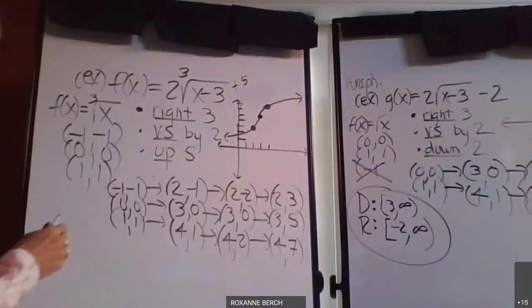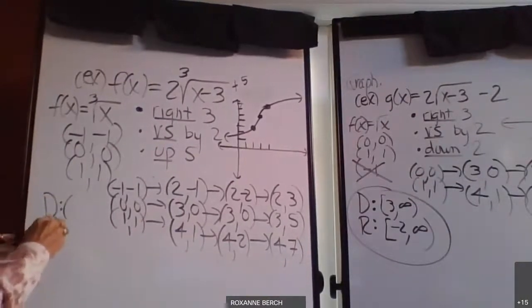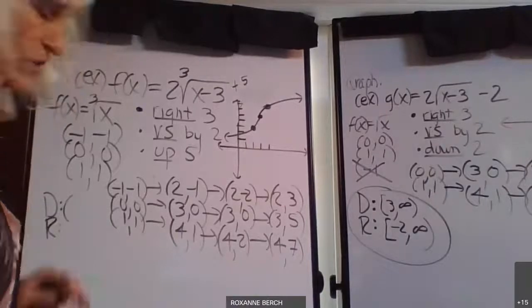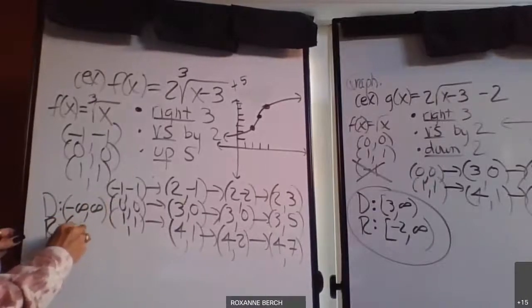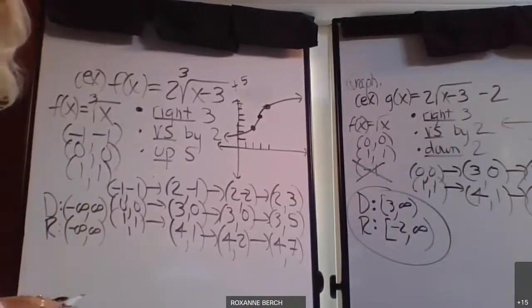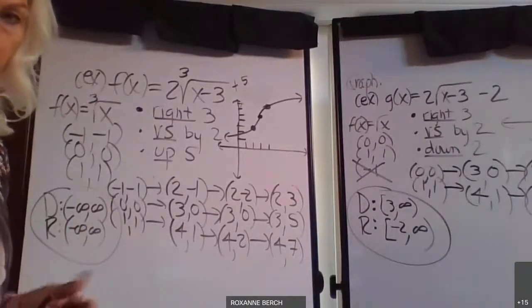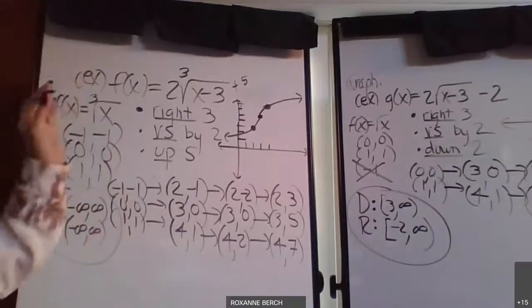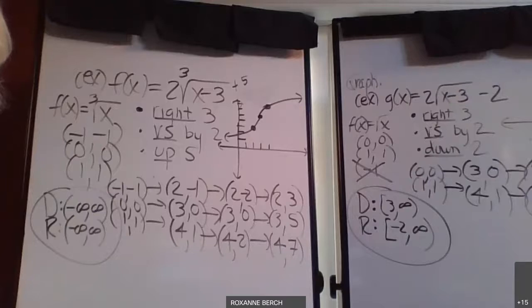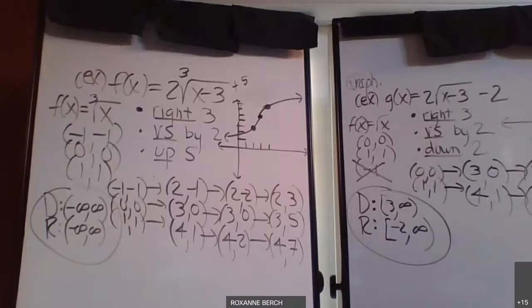What's the domain? Forever left and right. What's the range? Forever up and down, just like the cubic. Remember the cubic, the domain and range would switch. So the domain for the cubic and the domain for the cube root is forever left and right, and the range is forever up and down. Okay, anybody have any questions?